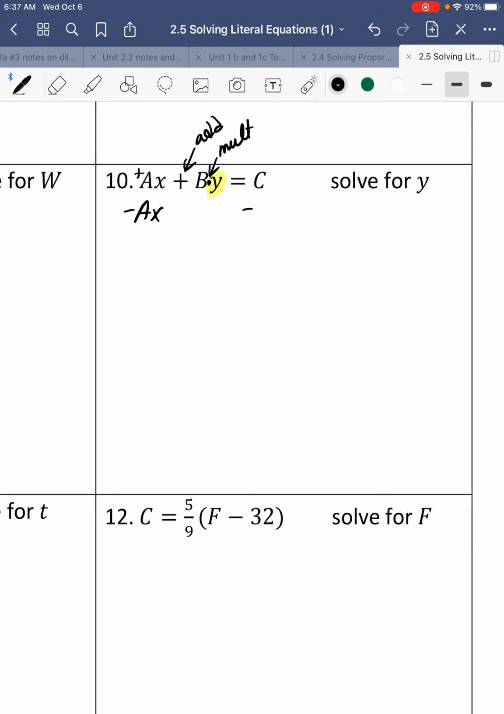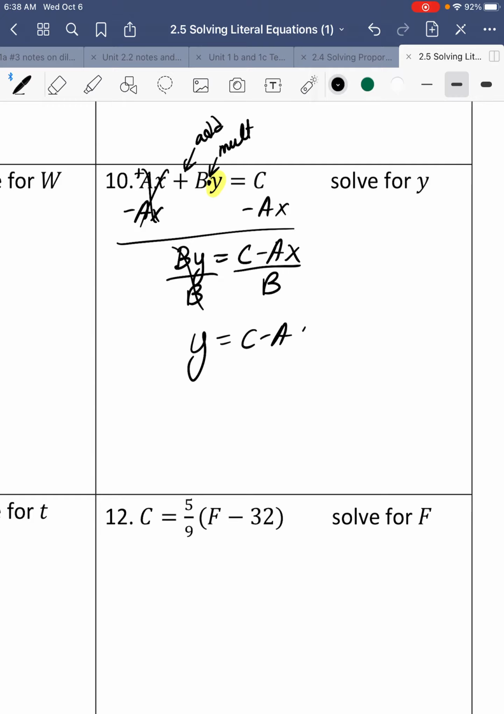A is positive. We don't know if it's positive or negative, we just assume it's positive. C minus ax. B is going to be positive because of the addition there. So it's going to be by equals c minus ax. And then it's multiplied by b, so we divide everything by b, and we get y equals c minus ax divided by b.